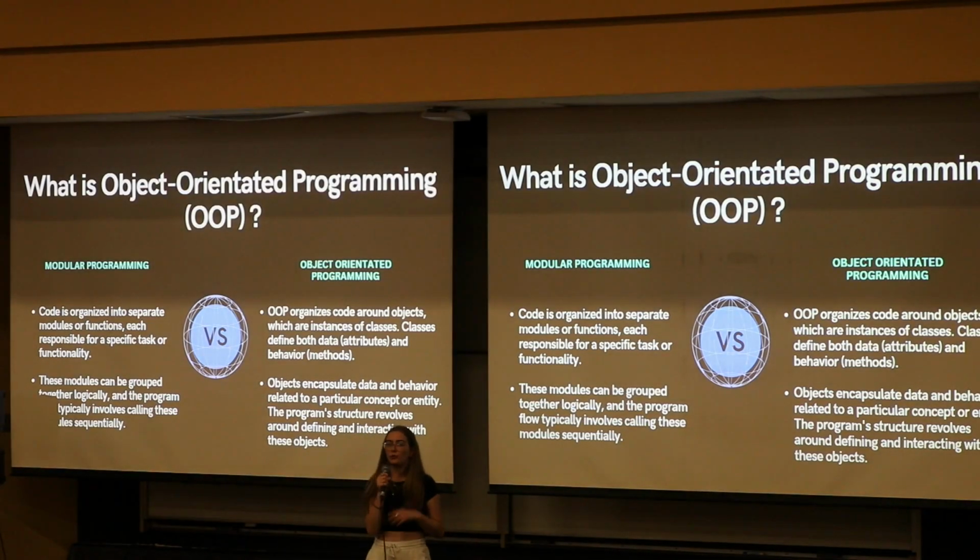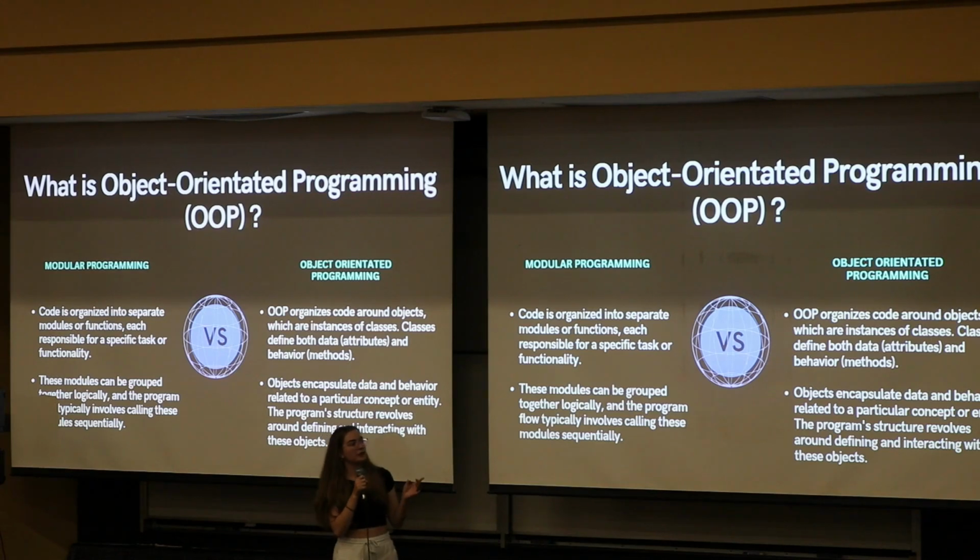Okay, so what is object-oriented programming, or short form OOP? You'll probably hear us all saying that a lot throughout this presentation. So, modular programming. Code is organized into separate modules or functions, each responsible for a specific task or functionality. Let me start off by saying first that in CP104, you guys are doing modular programming, versus in 164, data structures, you guys did object-oriented programming, right? And so there's some key different things to note about this.